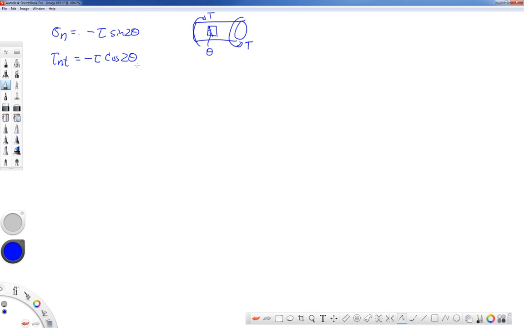Well, to maximize these equations, we could take a derivative, but I think you can see when theta is equal to 0, the cosine of 0 is 1. When theta is equal to 90 degrees, we have 2 times 90 degrees. The cosine of that, 180, would be equal to minus 1. So the maximum shearing stress is at a 0-degree angle. All right, so let's label this item 1, 0-degree case.